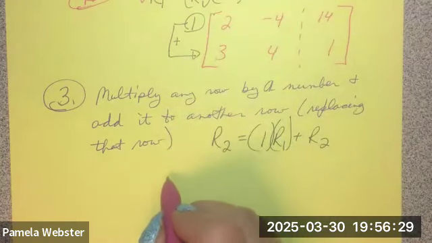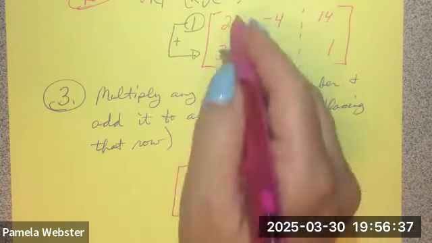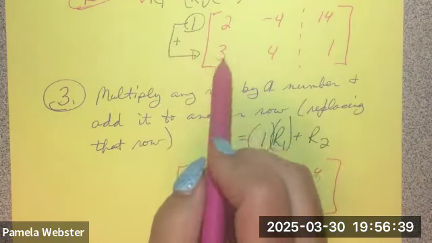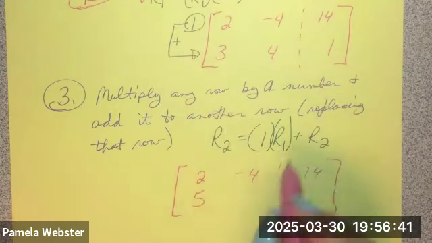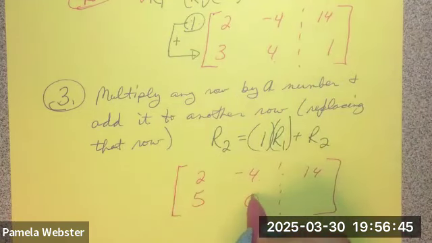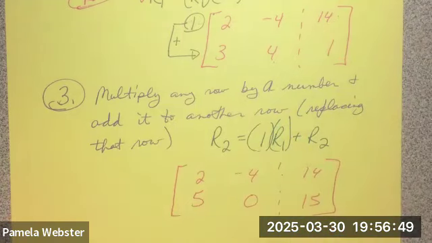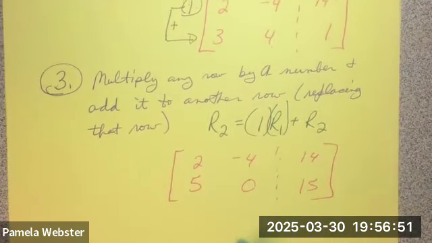So did I change that top row? No. 2, -4, 14. Whenever I do this, though, I've got 2 plus 3 is 5. -4 plus 4 is 0. And 14 plus 1 is 15. Okay. This is the situation.